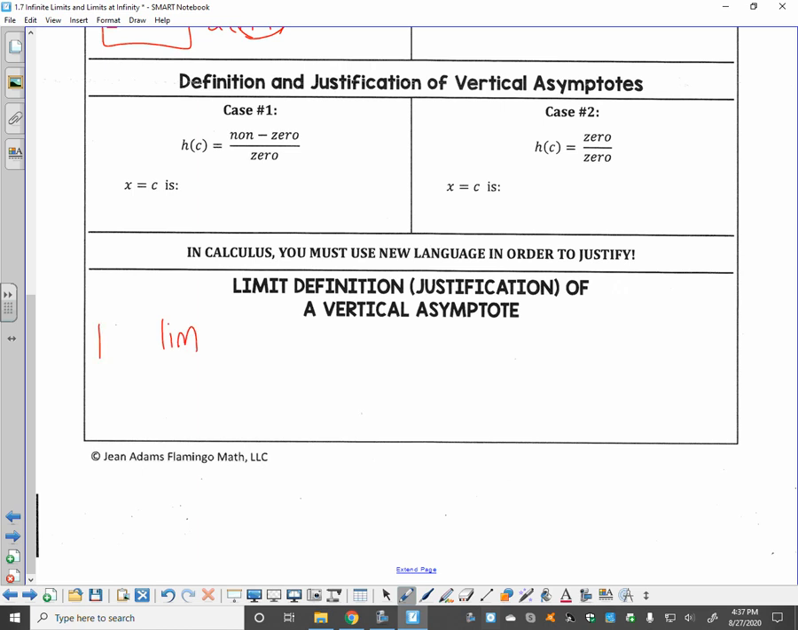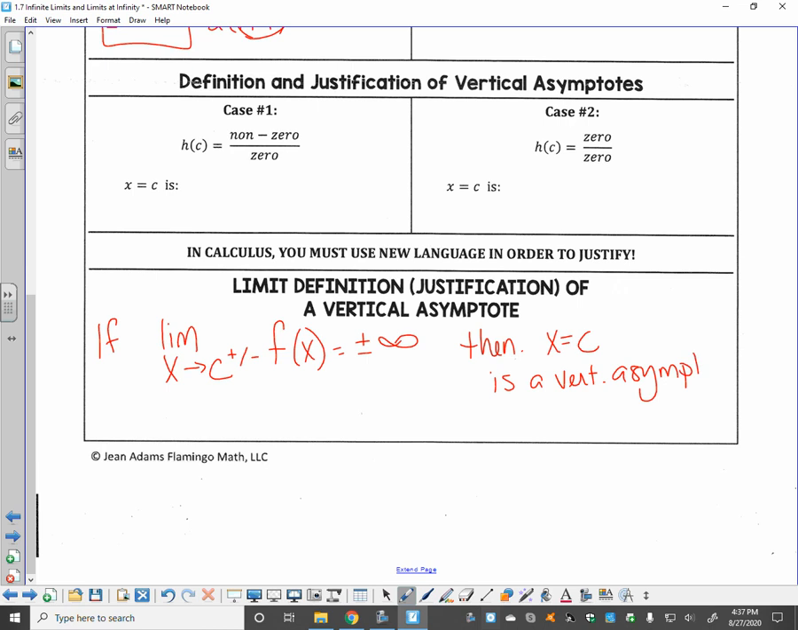If the limit as x approaches c from the right or the left, one of the two, not overall, because most asymptotes don't head to the same place on either side, of f of x is either positive infinity or negative infinity, so if that's true, then x equals c, that's just the vertical line at c, is a vertical asymptote. And that should make sense.